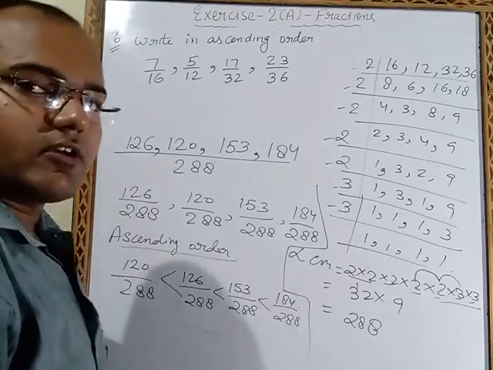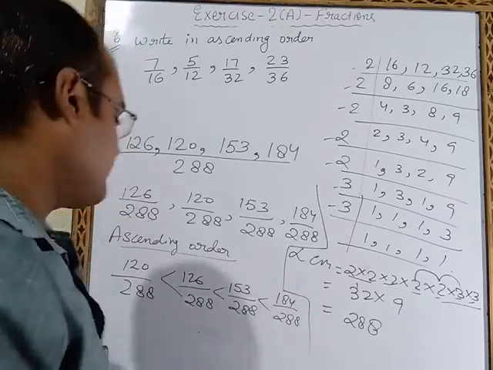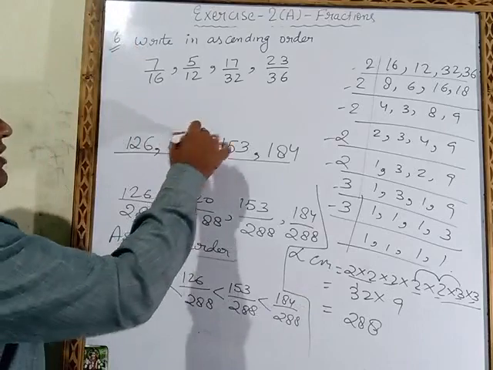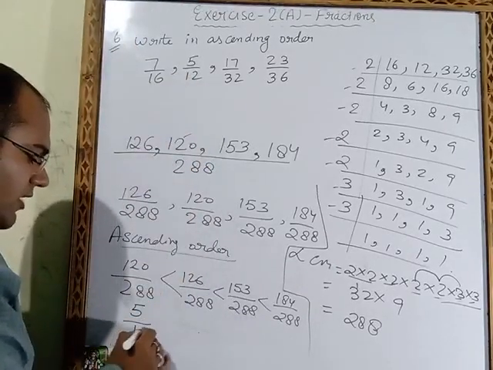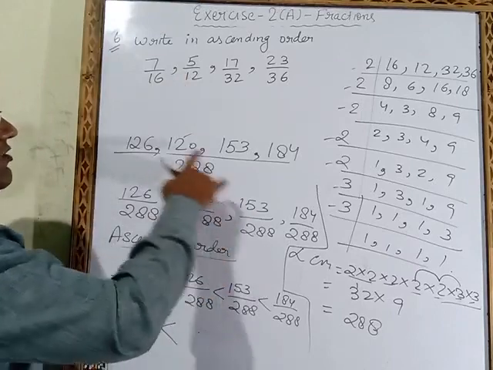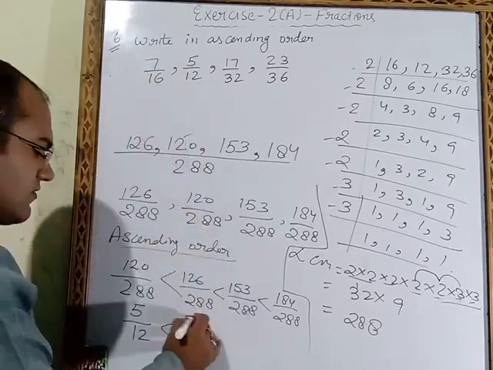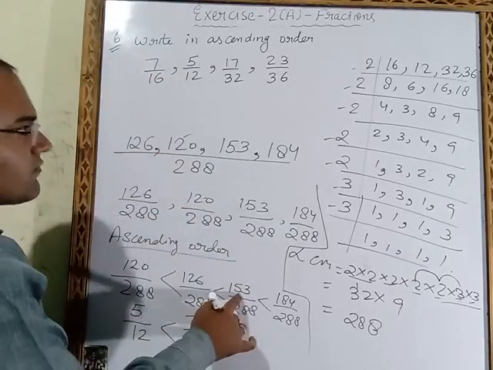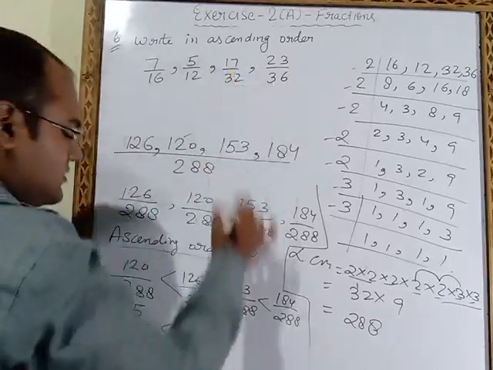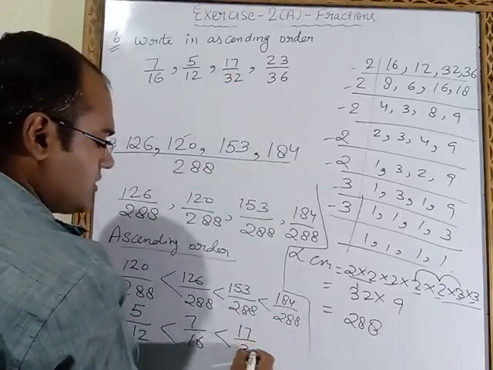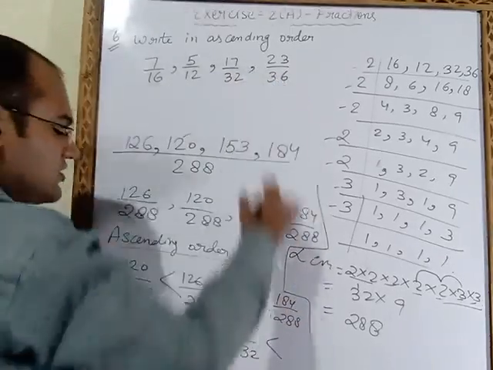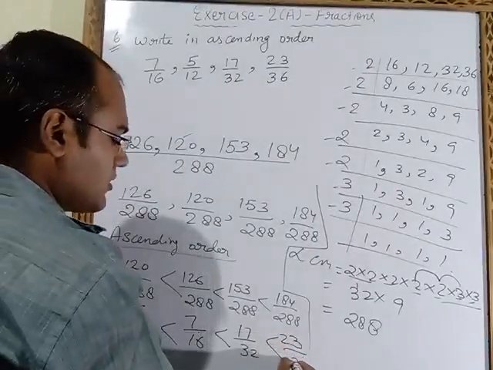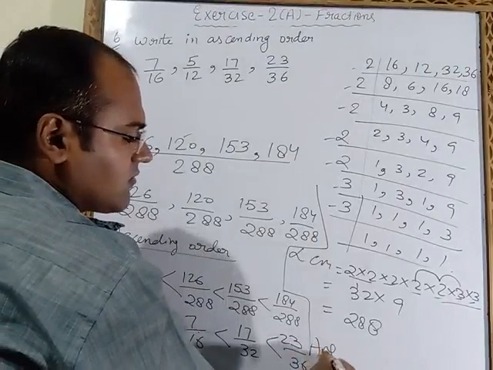Now we have to put the values which are given in the question. 120 is coming on second place. Second place is 5 upon 12. 126 is the first number. First is 7 upon 16. 153 is the third number. Third is 17 upon 32. 184 is the last. Last is 23 upon 36. So this is your final answer.